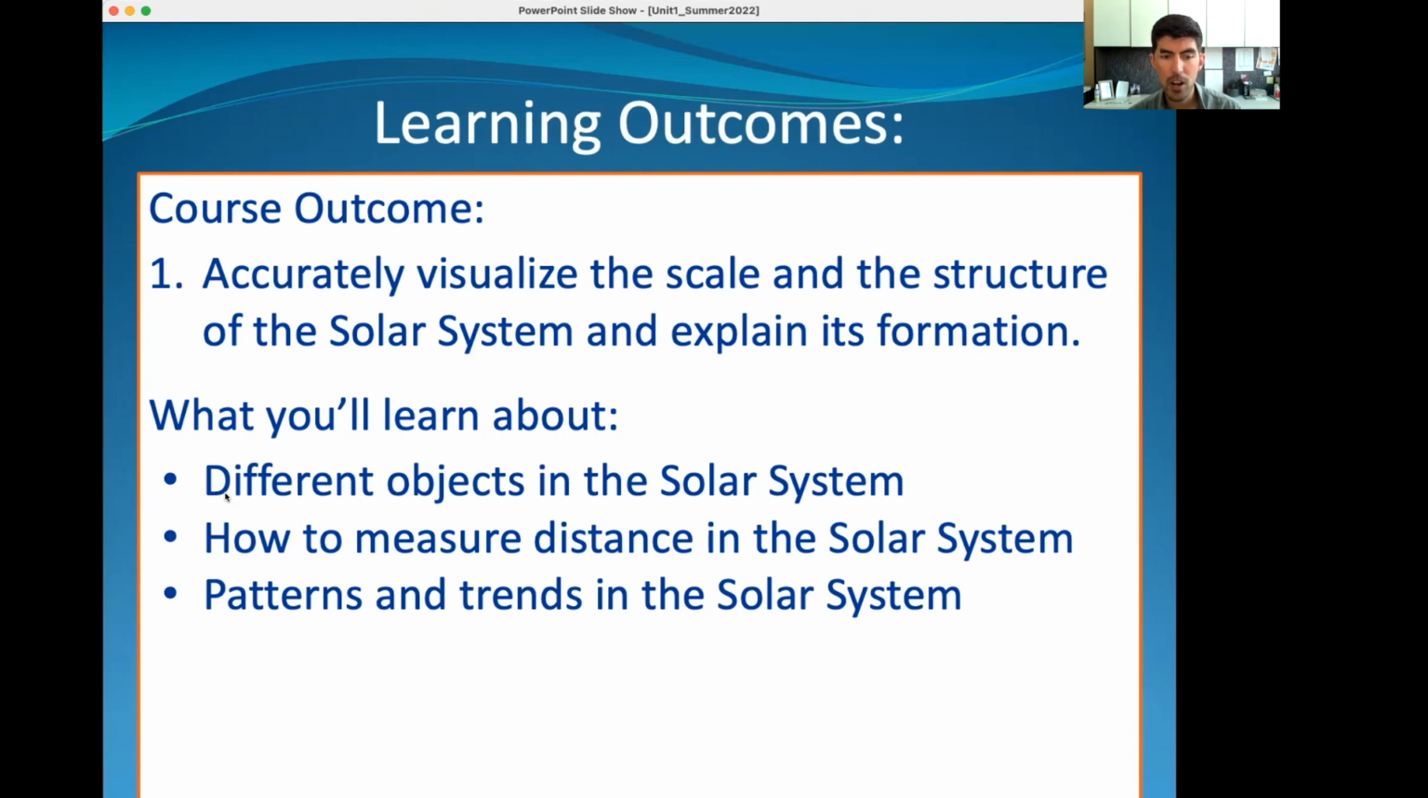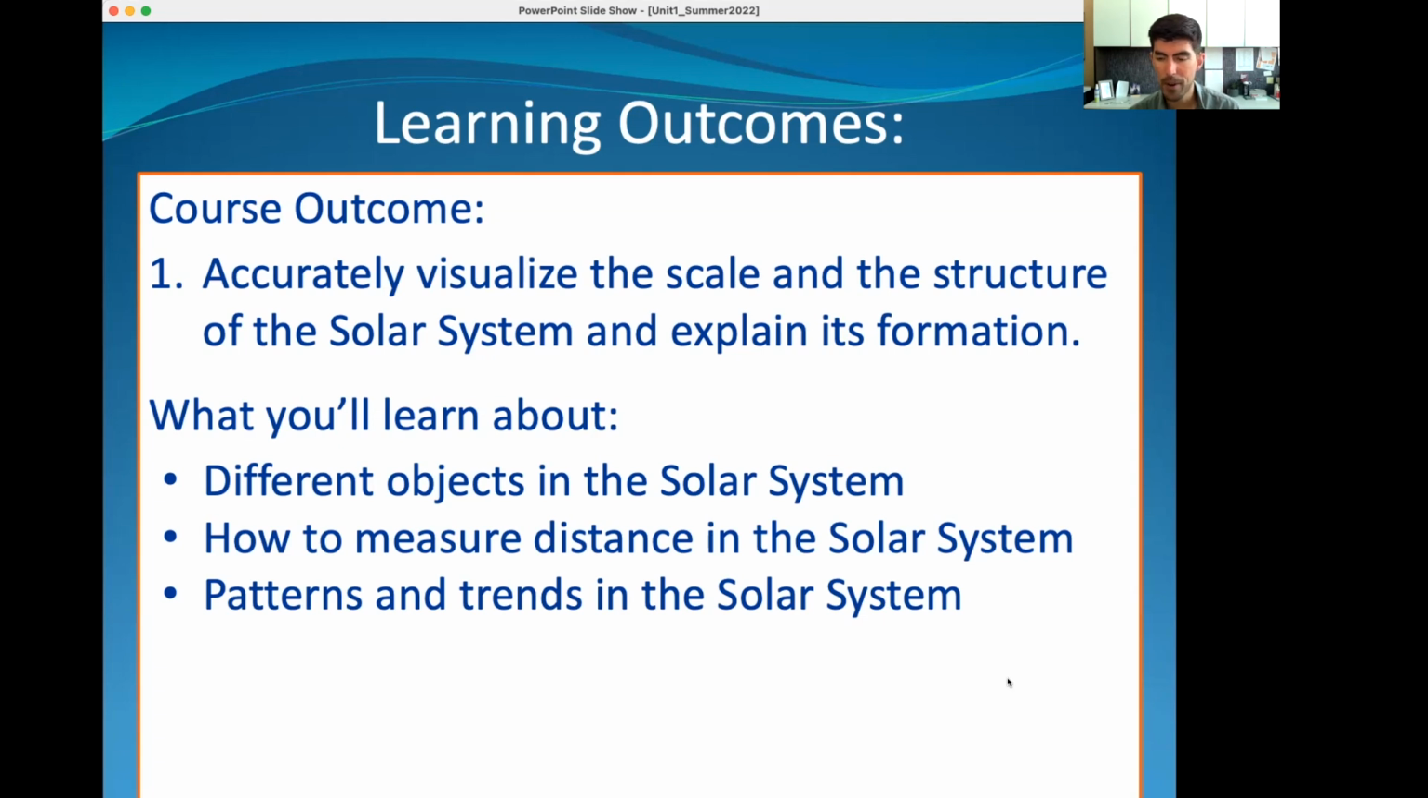And to do this, you'll need to do 3 different outcomes, 3 different essential concepts. That would be to identify the different objects that are in the solar system. Then you'll need to know how to measure distance within the solar system. And then you'll also need to observe different patterns or trends in the solar system. And so we're going to cover each of these in detail through this lecture.